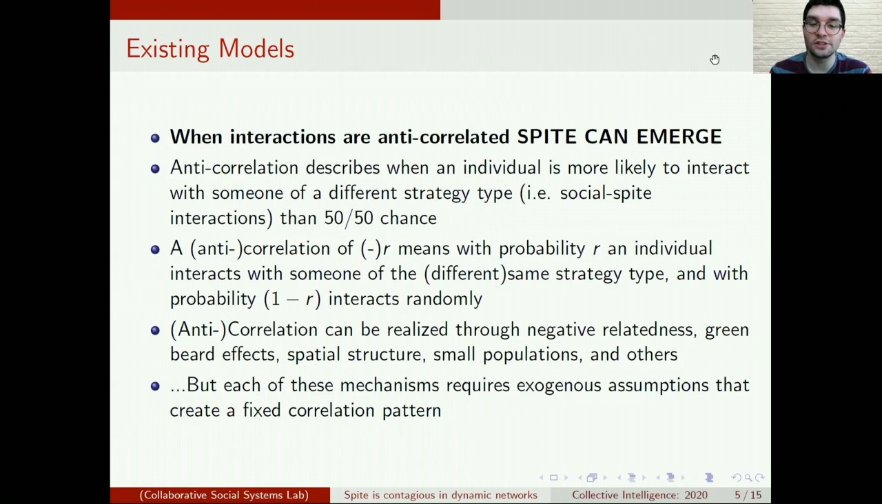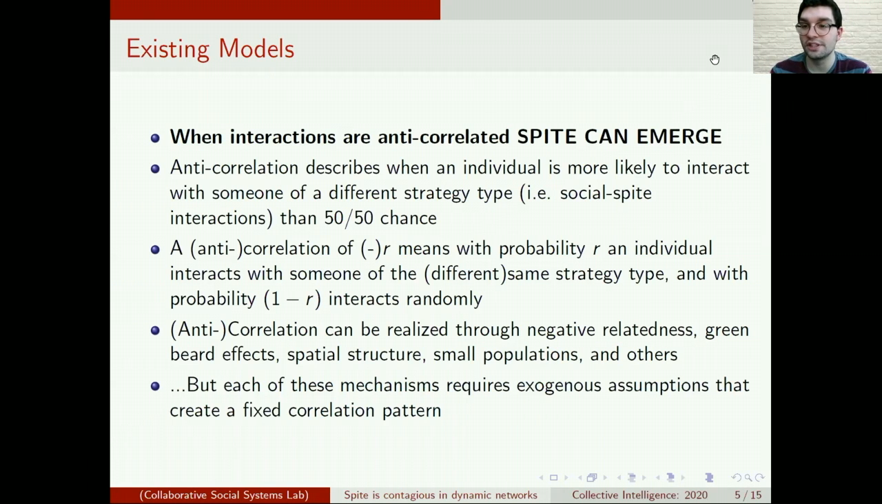The way this is measured is that a correlation of R means that with probability R, an individual interacts with someone of the same strategy type, and with probability 1 minus R, they interact randomly. Anti-correlation is just the inverse of this, and would normally be denoted with negative R, but that would describe a situation where an individual has an R probability of interacting with someone of the different strategy type.